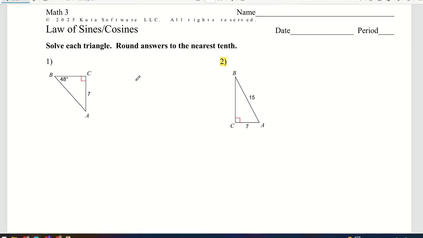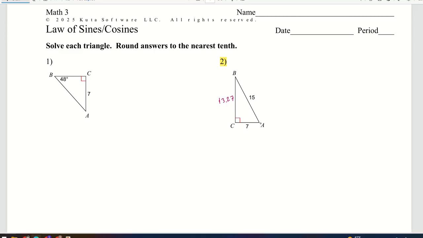For this, you should recognize for number 1 and 2 that these are right triangles. You could just do basic trig or Pythagorean theorem since they're right triangles. So I'm going to do 15 squared minus 7 squared, take the square root of that, and get my answer for this side length to be 13.27. Just using Pythagorean theorem since it's a right triangle.